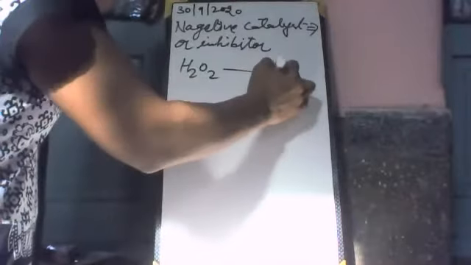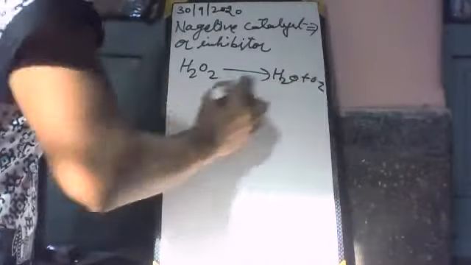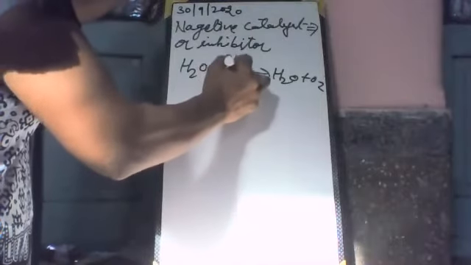Hydrogen peroxide decomposes into water and oxygen. If phosphoric acid is present, the rate of decomposition of hydrogen peroxide is retarded. It is a negative catalyst.